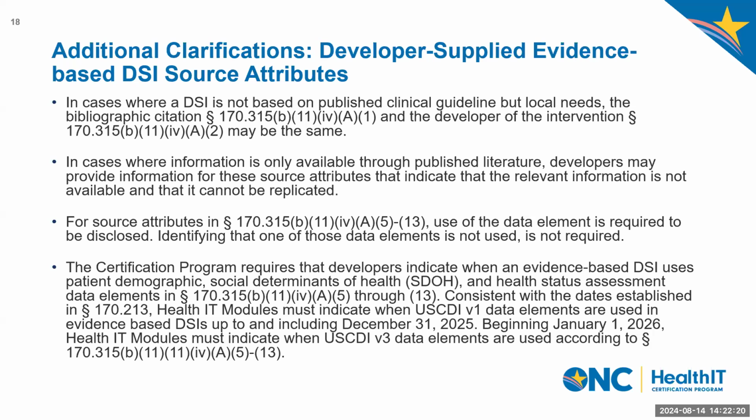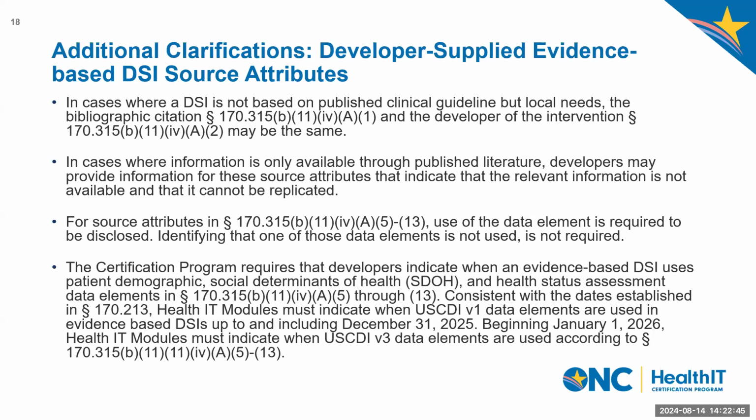For the source attributes in 5 through 13, use of the data element is required to be disclosed. Developers are not required to indicate when one of these data elements is not used, however. The program requires developers to indicate when an evidence-based DSI uses patient demographic, social determinants of health, and health status assessment data elements in the 5 through 13.